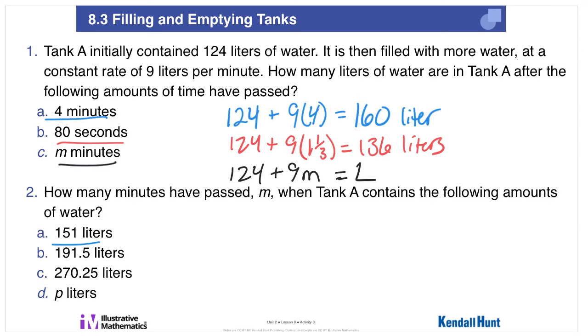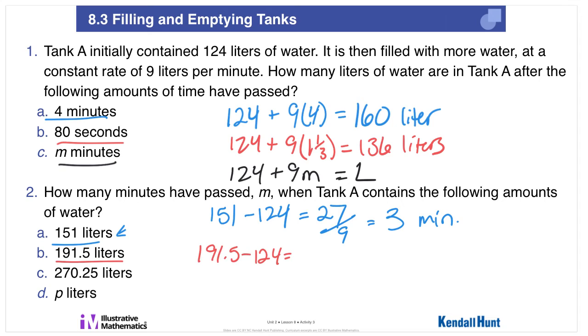In number 2, now we're going to figure out how many minutes have passed after it contains a certain amount. So if we have 151 liters, that means if we subtract off what we started with, we've filled up 27 liters. And when we're doing that at 9 liters per minute, that means we've been filling it up for 3 minutes. In B, if we have 191.5 liters and we started with 124, that means we've filled up 67.5 liters. If we did that at 9 liters per minute, that means we've been doing this for 7.5 minutes.